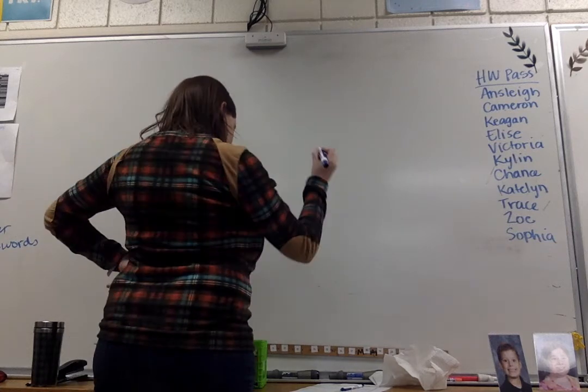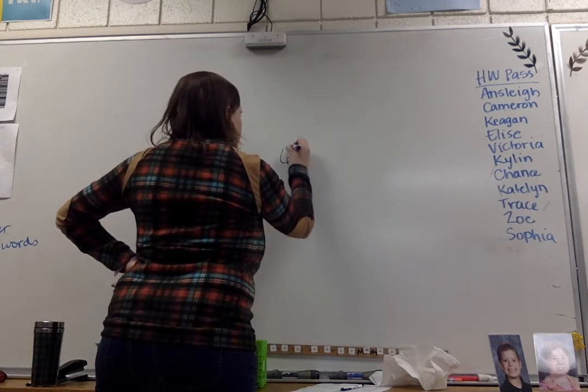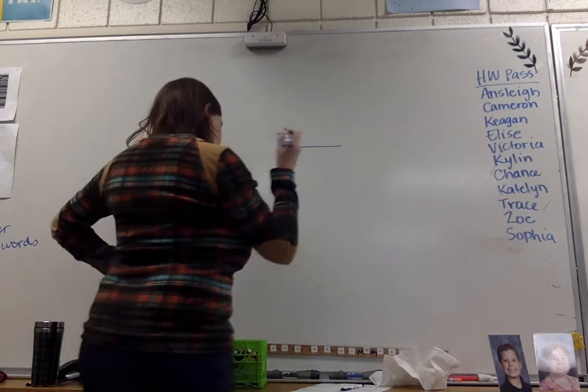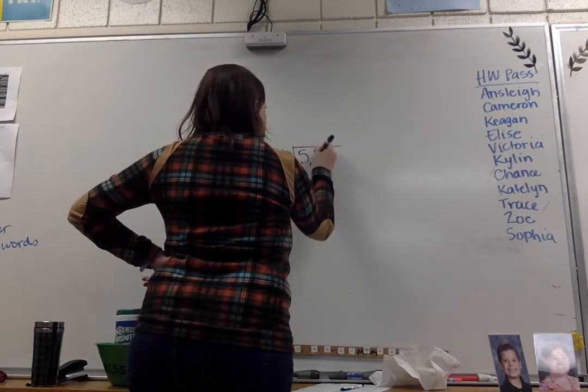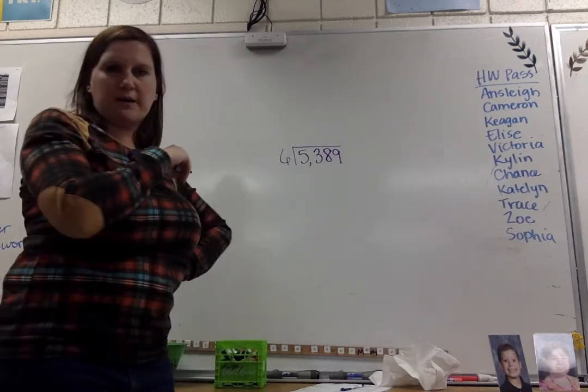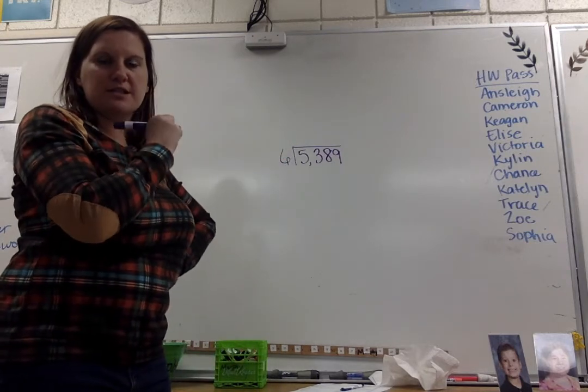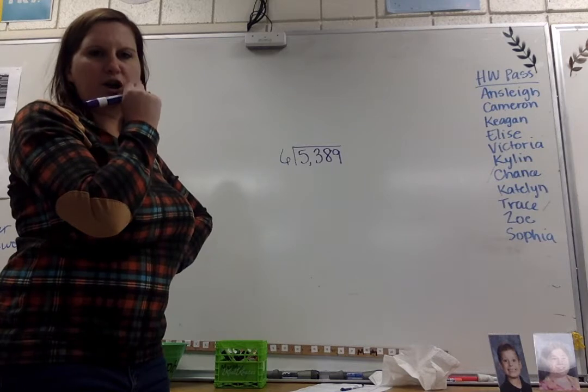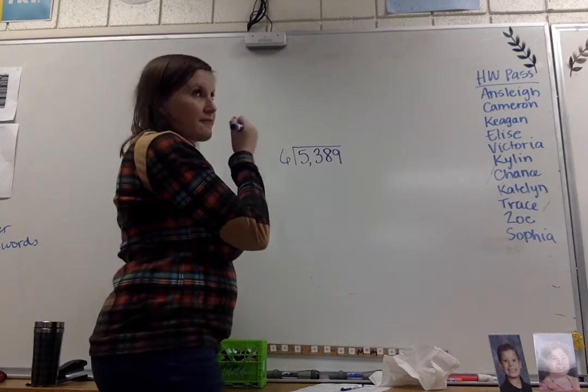Okay, find the quotient. We have 6 is our divisor. 5,389 is our dividend. And I really hope soon, guys, that we can come back so I can really teach this division well. It's hard doing it virtually. I think I said it every video.